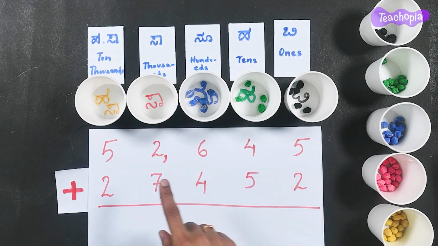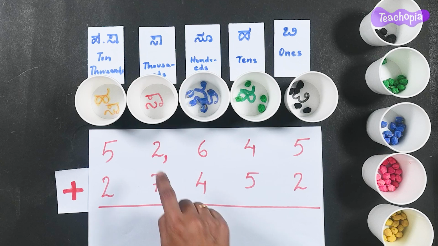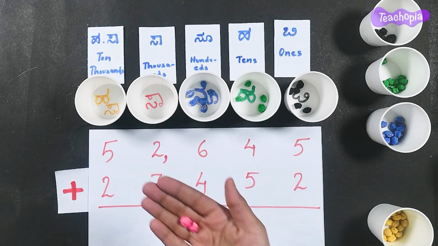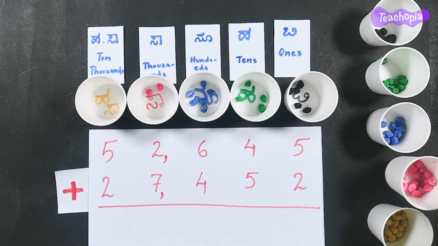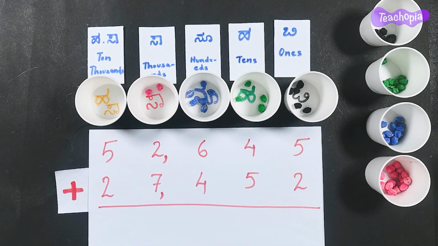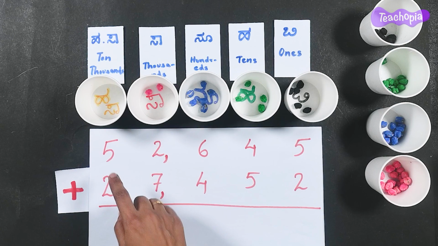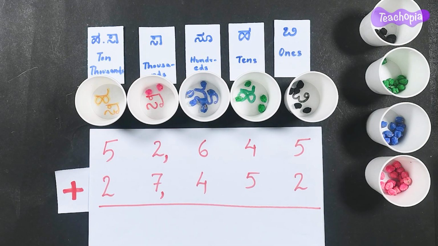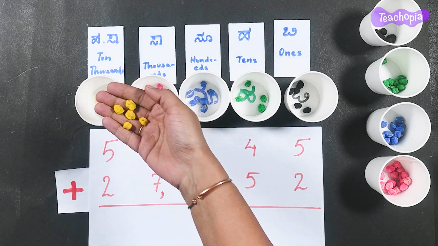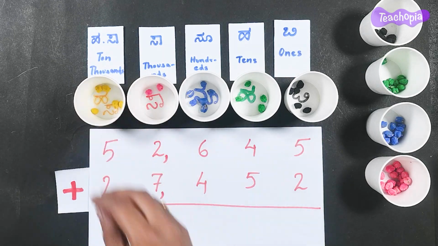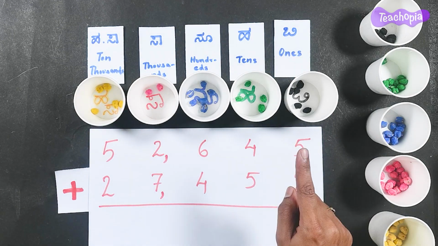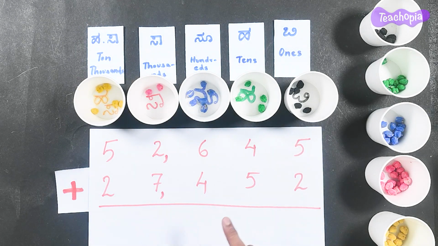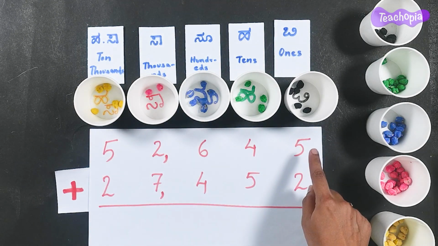In the thousands place, we have 2. So, we take 2 pink colored grains and put them in the thousands place. In the 10,000s place, we have 5. So, we take 5 yellow colored grains and put them in the 10,000s place. Now we have represented the first addend by putting the colored grains in the cups.